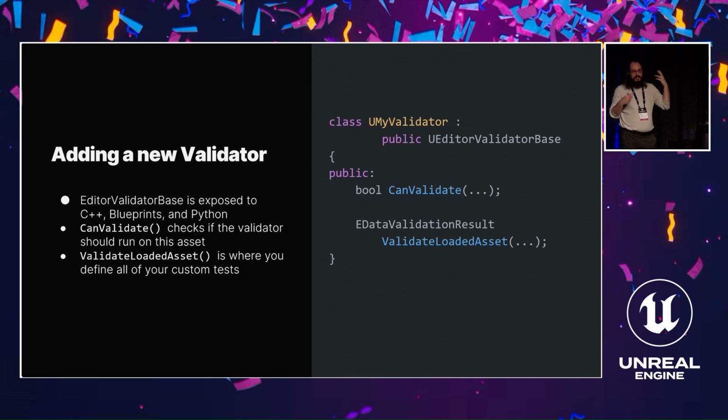Can validate just says whether or not the asset that it's trying to validate should use this validator or not. And validate loaded asset, that's where you define all of your tests, and you can check to see whether or not it's valid or not. And those are the signatures there. I haven't done it myself, but according to the documentation, you can also override UObject's is data valid, and that also gets checked during these validation processes, but you'll have to try that for yourselves.